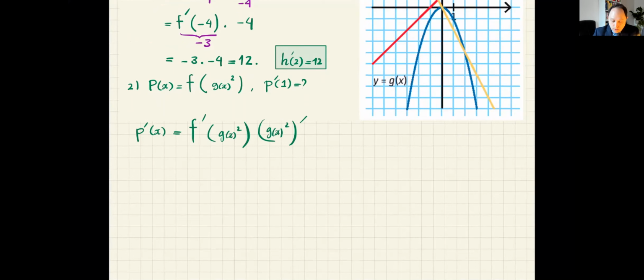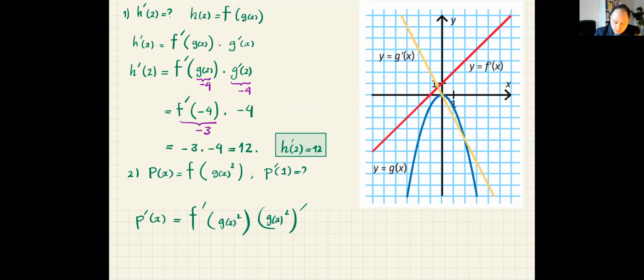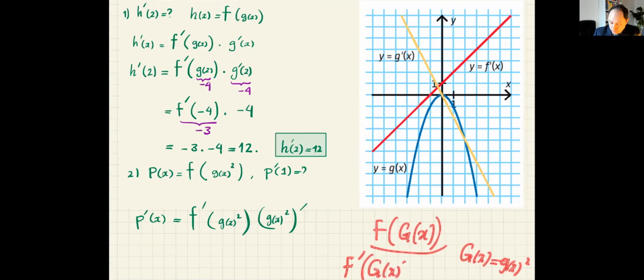Is there any questions here? So here the g of x squared is playing the role of this g of x in the formula for the chain rule. You can call this one f of capital G, but if I ask you what is capital G, you would say this is g of x squared. And then if I want to use the chain rule for this one, I usually do the same as before. So it becomes f prime of capital G of x multiplied by the derivative of capital G of x. But the capital G of x is g of x squared. So what I have written here is exactly the chain rule.